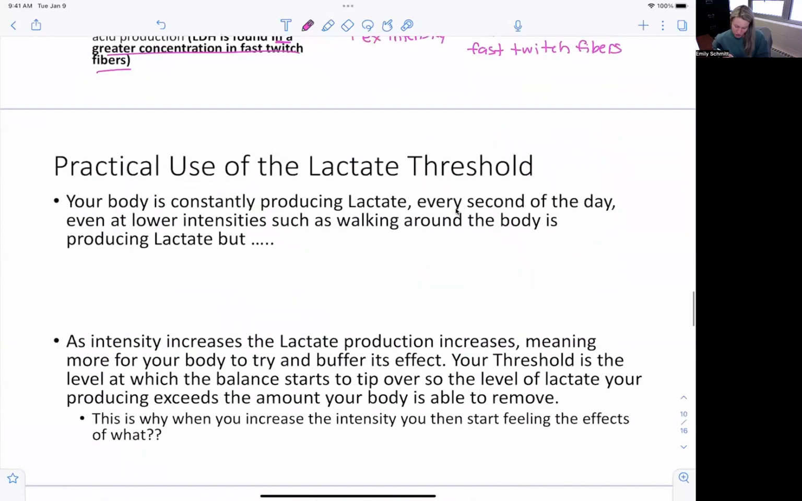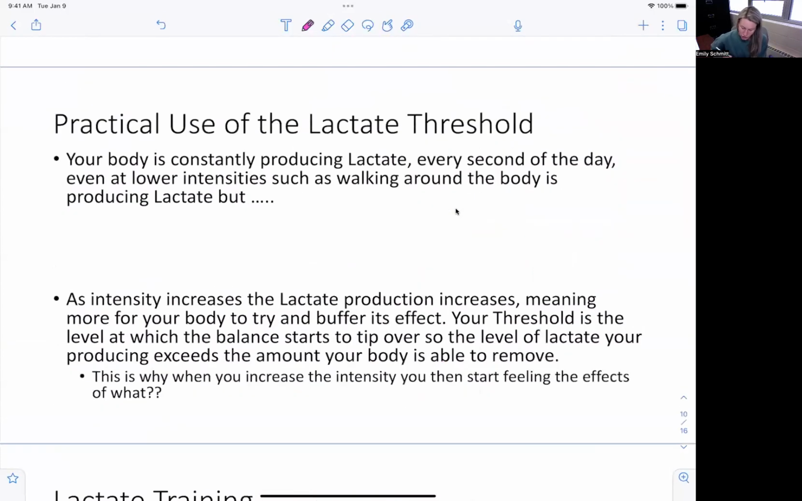So the practical use of the lactate threshold: your body is constantly producing lactate every second of the day, even at lower intensities, walking around casually. And your body can really kind of keep up with this removal. However, when exercise intensity increases, the lactate production increases, meaning more for your body to buffer and clear. So increased intensity means an increase in lactate production.